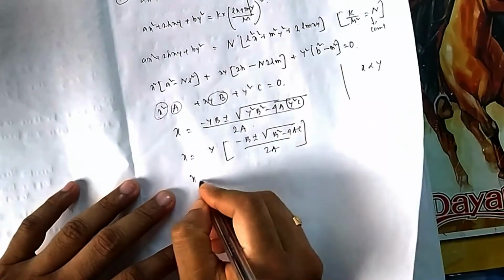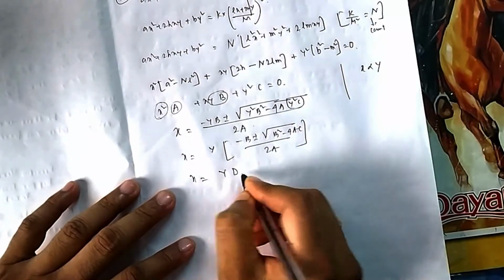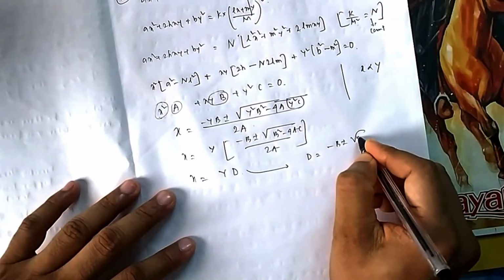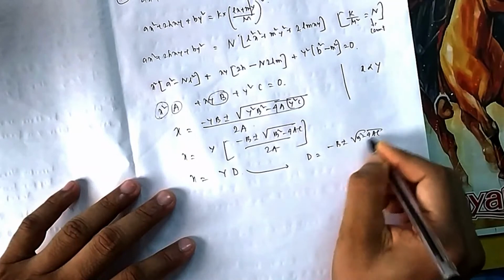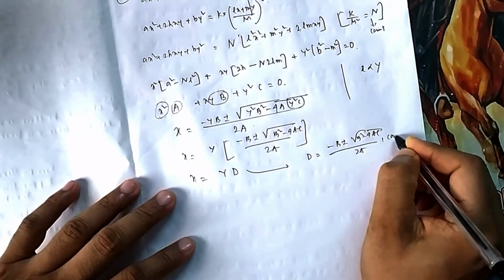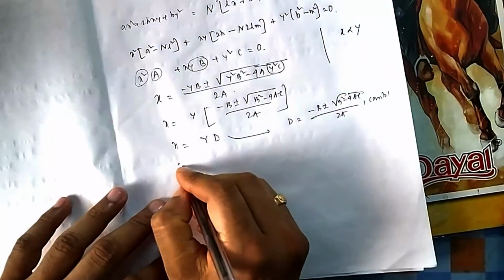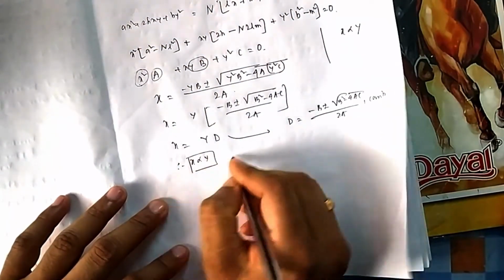So this entire thing you can again take as a constant d, where d is equal to minus b plus minus square root of b square minus 4ac by twice a, which is a constant. Because everything is constant, the output will be constant. So therefore you can say x is directly proportional to y from theorem 1.